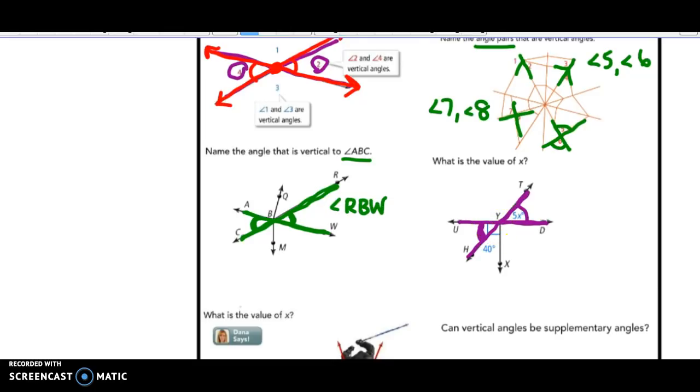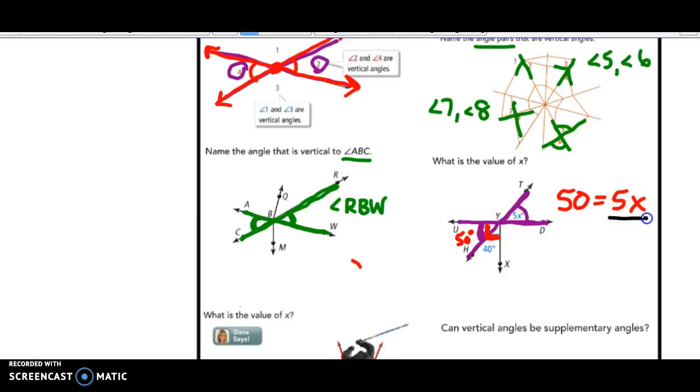If this angle altogether is 90, then I'm going to use what I know about complementary angles to help me figure out that this must be a 50-degree angle. Because if this piece is 40 and this whole thing is 90, then this must be 50 because 40 plus 50 is 90. So if this angle equals 50 and this angle equals 5x, then I know that those two values must be the same because they're vertical angles. So now I have a one-step equation to solve.